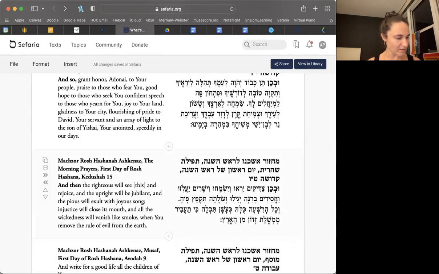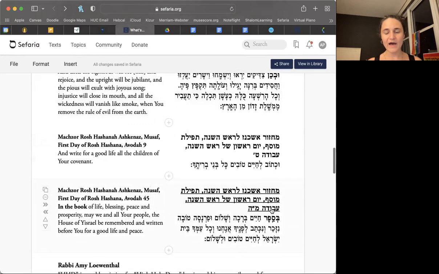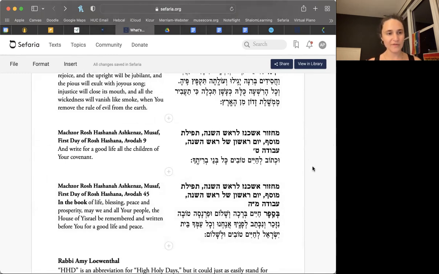And right before, on page 90, that bolded line, right before the last paragraph, we have a return to a theme that we saw in the beginning, right? We have Uchtov l'chayim tovim kol b'nei v'ritecha, and write for a good life all of the children of your covenant. And then we flip the page. We have our priestly benediction and Sim Shalom. And then just before we say the final bracha of the Amidah, Oseh HaShalom, we see this last piece.